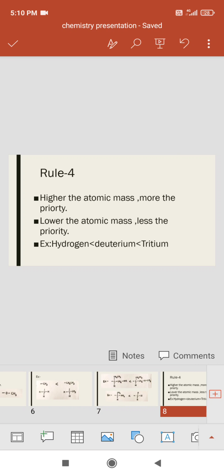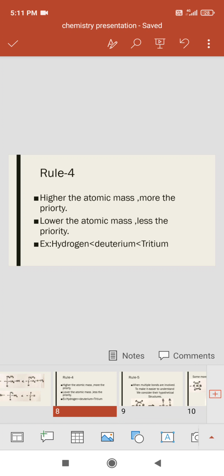Rule number 4: the higher the atomic mass, the more the priority; the lower the atomic mass, the less the priority. See the example. These are the isotopes of hydrogen. If isotopes are present, meaning the same atomic number but different mass number, we prioritize the groups on the basis of mass. The atom having greater mass has the greater priority. So in the case of isotopes of hydrogen, tritium gets the most priority and hydrogen gets the least priority, because tritium has the maximum mass of all these three.